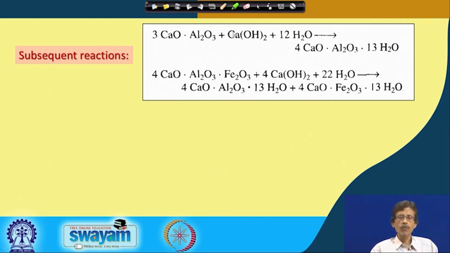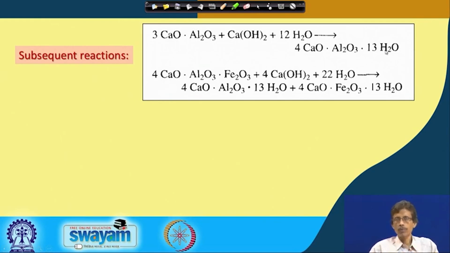So, in the previous step we have produced calcium hydroxide. That calcium hydroxide will now react with the available calcium aluminate in the powder form or in the mixture, along with a sufficient number of water molecules, forming a particular species of a particular formula: calcium oxide, Al2O3 and 13H2O.